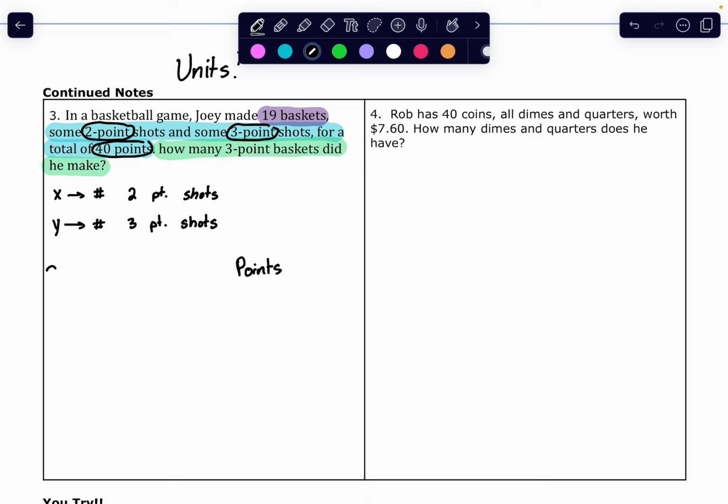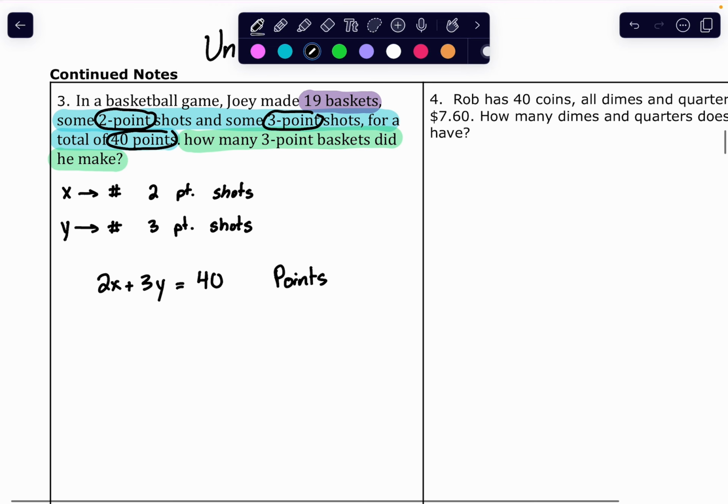Specifically, well, 2 points is X, 3 points is Y, and that is going to be equal to a total of 40 points. Okay, so the only number I haven't used is 19. Meaning that it is 19, right? That's the total amount of baskets. So it's probably equal to 19. But I don't see any other numbers here.